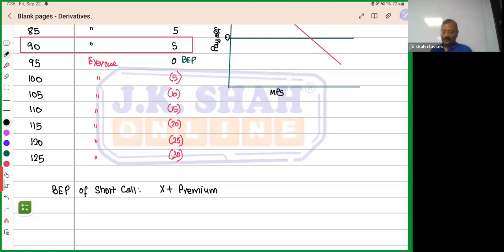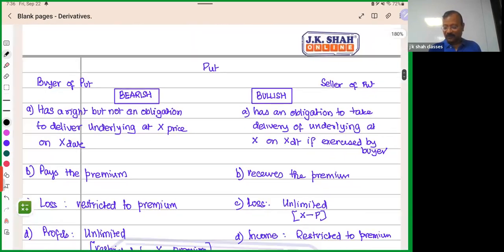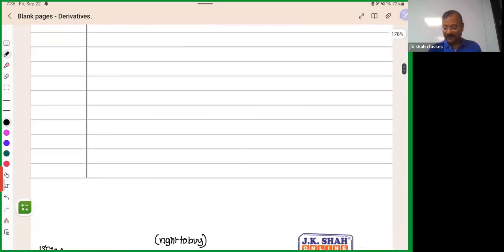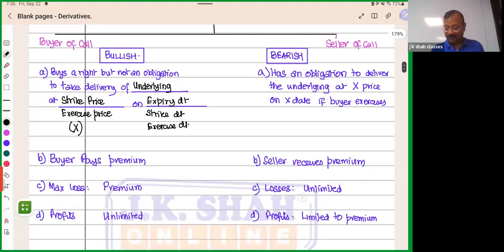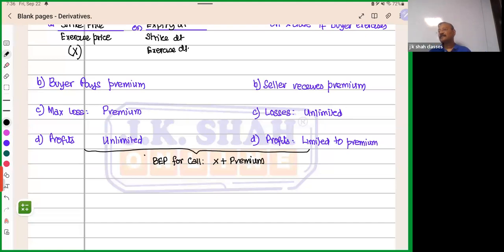Which means, can we now agree on something in this chart which you had written? See, you had prepared a similar chart for call, no? So here, can we write, whether it is a long call or a short call, it doesn't matter, the break-even point is strike price plus the premium.